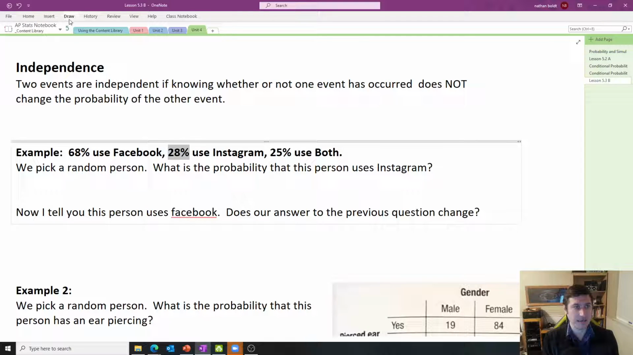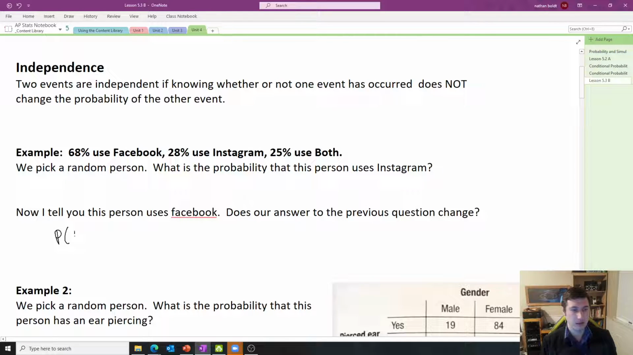All right, so we can test this pretty easily with these statistics. So we know the probability of using Instagram is equal to 28%. And we're going to compare that with the probability of using Instagram given that a person uses Facebook. Does knowing they use Facebook change that probability? All right, and so we did this today. That is the probability of Instagram and Facebook divided by the probability of Facebook.